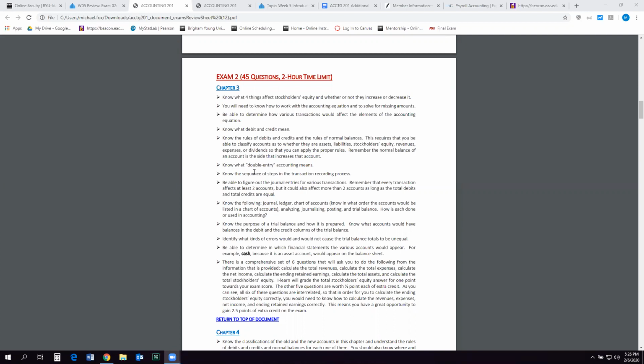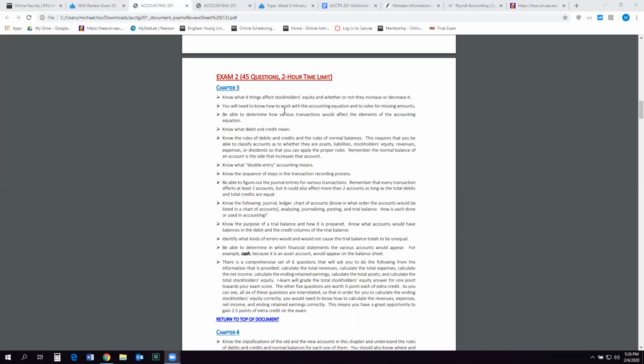And so the first bullet point is to know what four things affect stockholders' equity and whether or not they increase or decrease it. So the four things that affect stockholders' equity are the common stock account, and then revenue, expenses, and dividends. Common stock increases stockholders' equity, revenue increases stockholders' equity, expenses decrease stockholders' equity, and dividends decrease stockholders' equity.